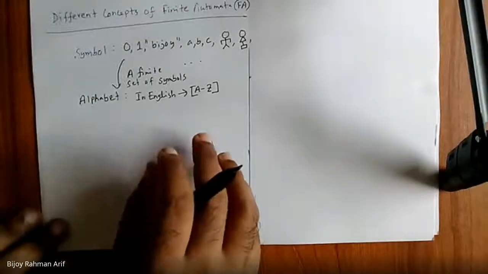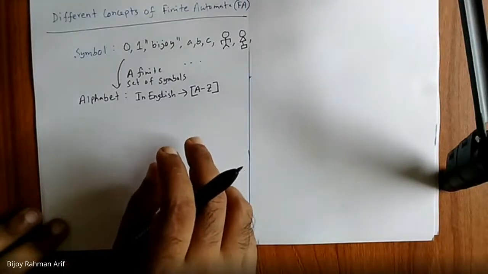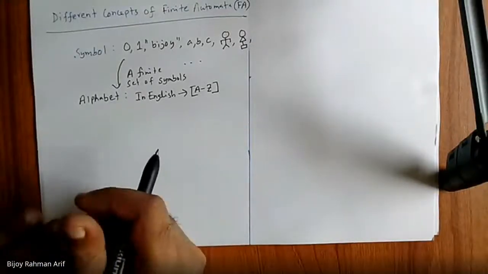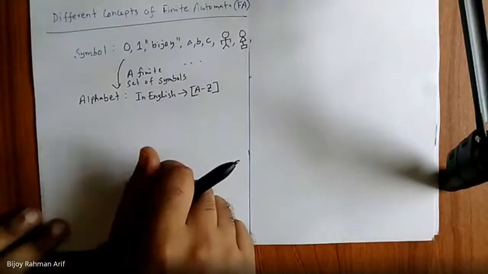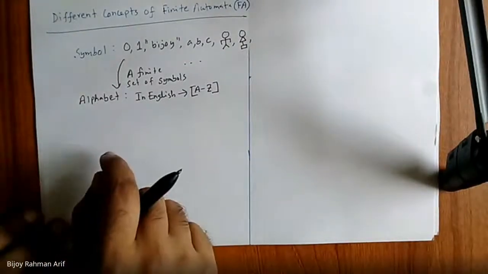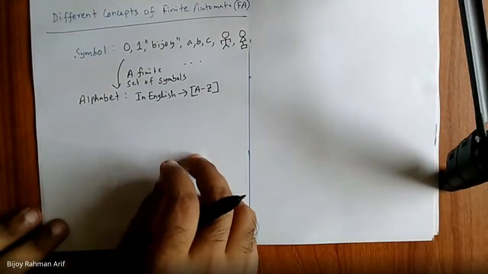Do you know what is the meaning of alphabet? A set of letters, a set of symbols, is called an alphabet. The English alphabet is A to Z. The Bengali alphabet is Shorior to Chandrabindu. The Arabic alphabet is Alif to Ya. So all the possible letters in a language, collectively, are known as the alphabet. Is it clear to you?